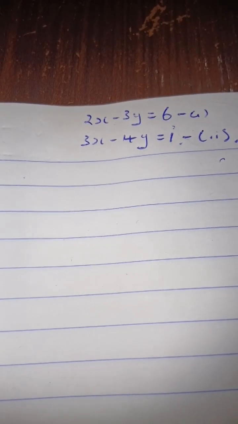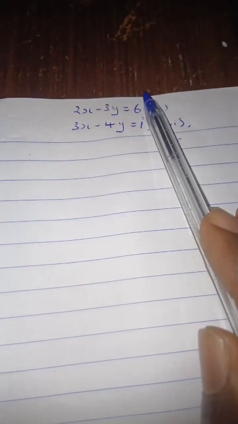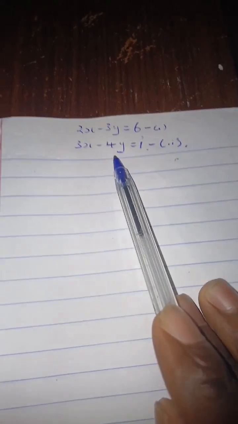So the next thing to do now is consider the coefficient of x in equation 1 and consider the coefficient of x in equation 2. The coefficient of x in equation 1 is 2 and the coefficient of x in equation 2 is 3. That is the very first thing to consider.